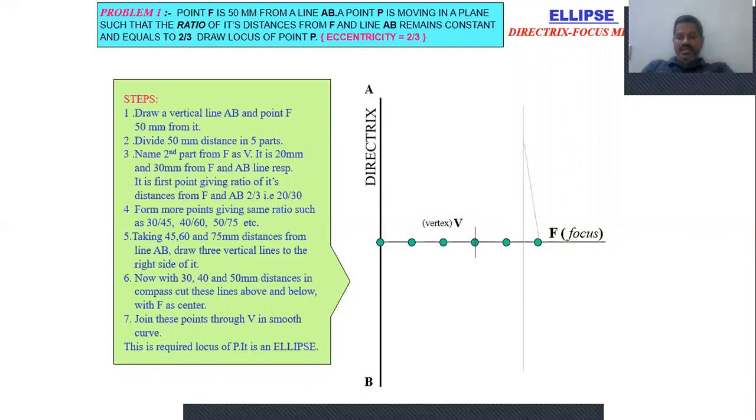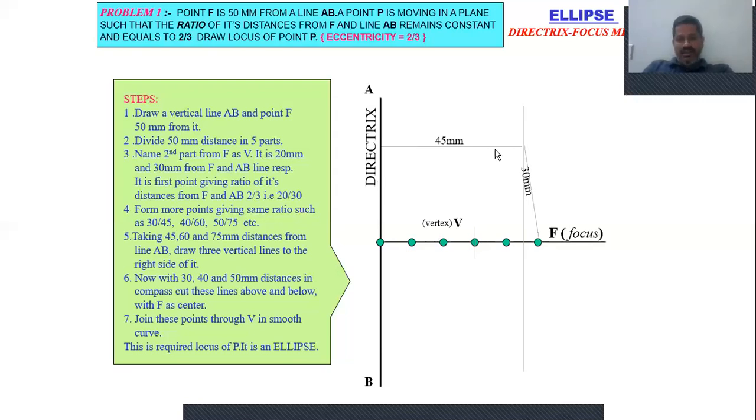Now you take one line. Normally many more points give the same ratios. So it is the ratio of 20 by 30. Otherwise we can take 30 by 45, then 40 by 60, then 50 by 70, just like that. So now we take 30 and 45, and we will get one point here.